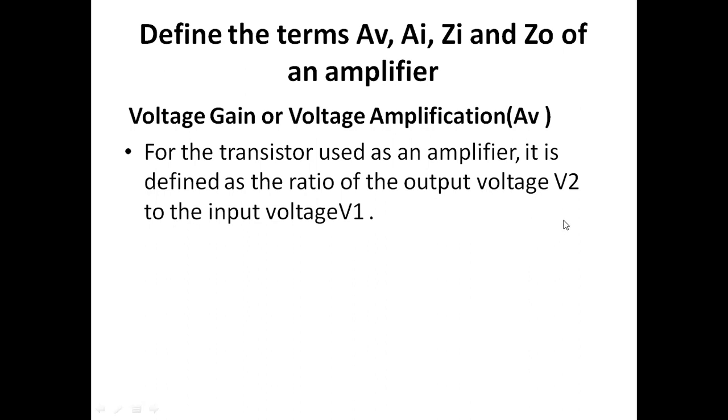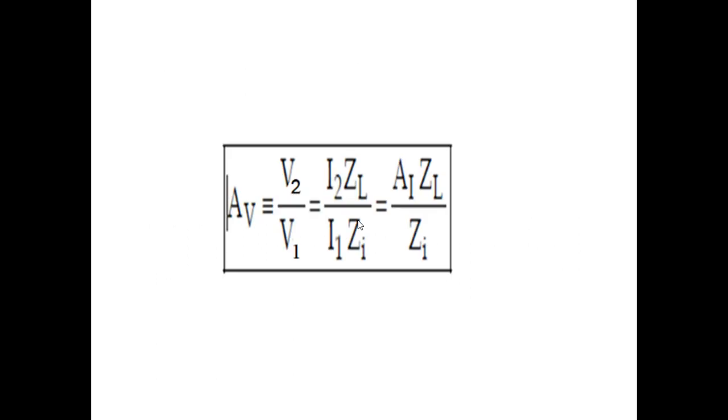Here, the output voltage is represented with V2, input voltage is represented with V1. This is voltage gain AV. V stands for voltage, A stands for gain. Voltage gain is defined as the ratio of output voltage to the input voltage. Output voltage is represented with 2, input is represented with 1.